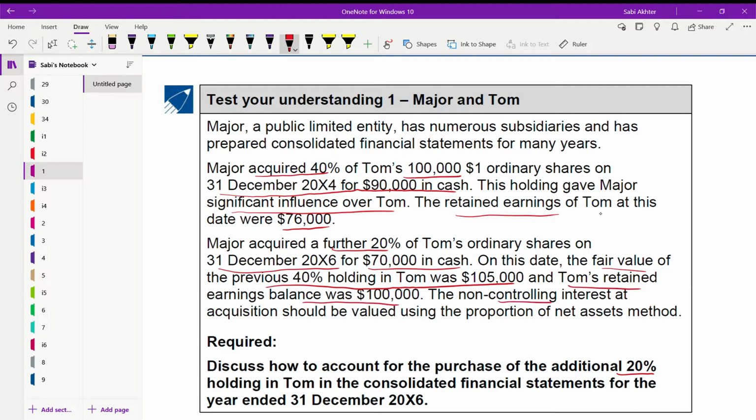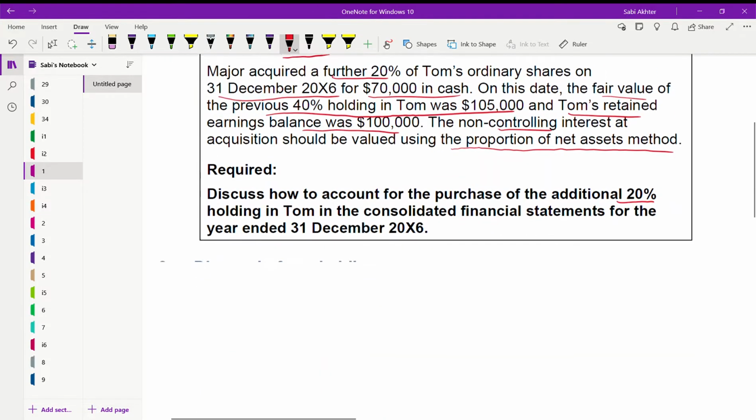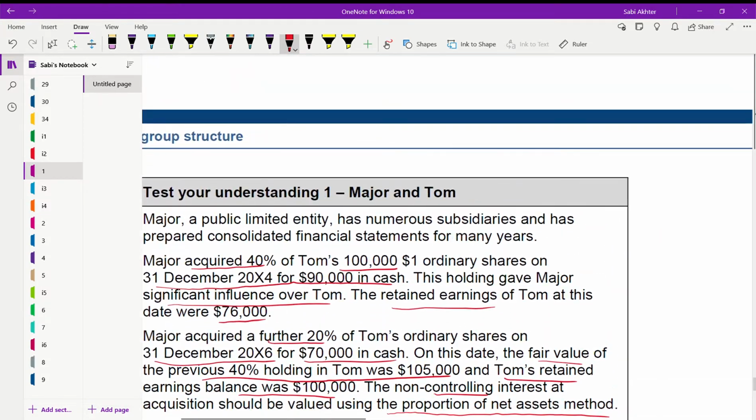The NCI should be valued using the proportion of net assets method. In the illustration in the previous video, we were calculating NCI using the fair value. Now we have to use the second method, that is the proportion of net assets. So how do you start this? You start by saying whether purchasing this additional 20% makes you a subsidiary from associate or not, whether it gives you control or not.